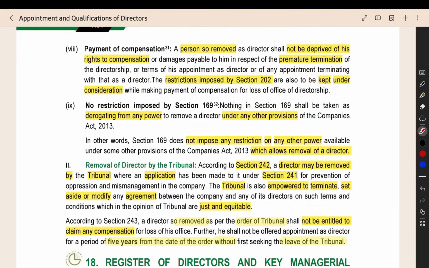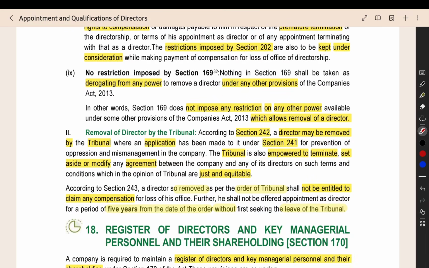Then you can provide the compensation for loss of office, everything you can pay to them. But you have to keep in mind section number 202. You can pay the compensation for loss of office, but you have to keep section 202 in mind. They are having the limits in section 202: maximum how much you can pay as a compensation for loss of office. Then we are having one more point.